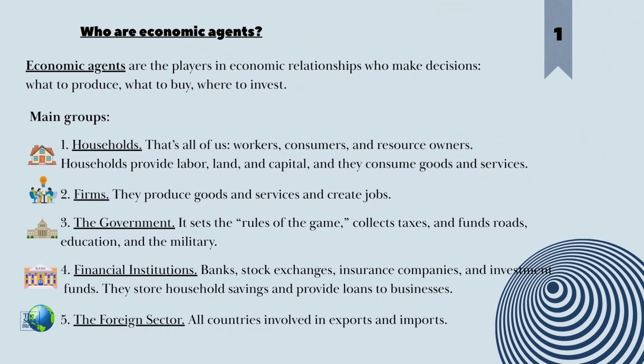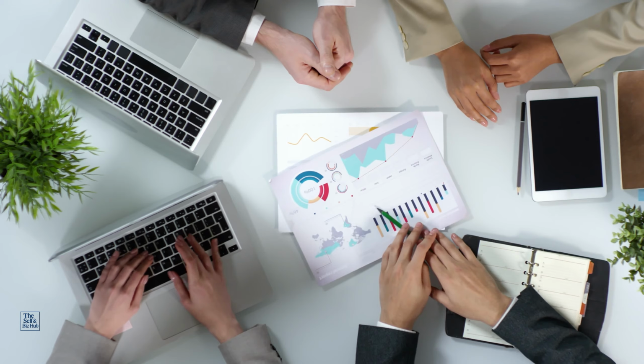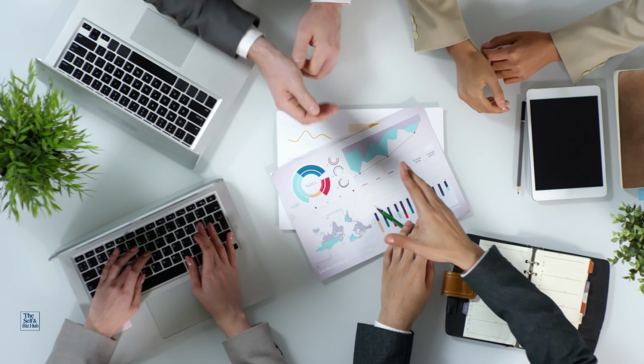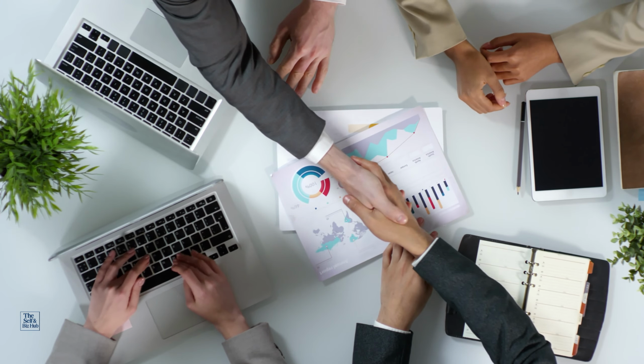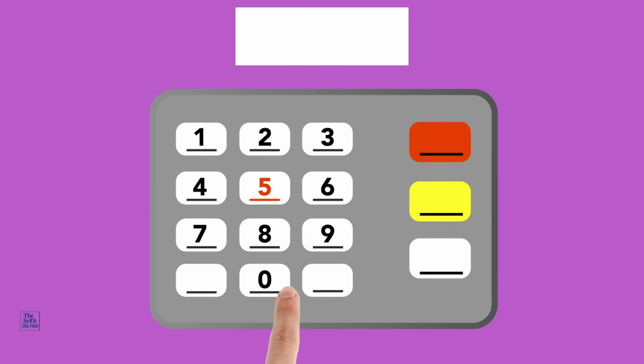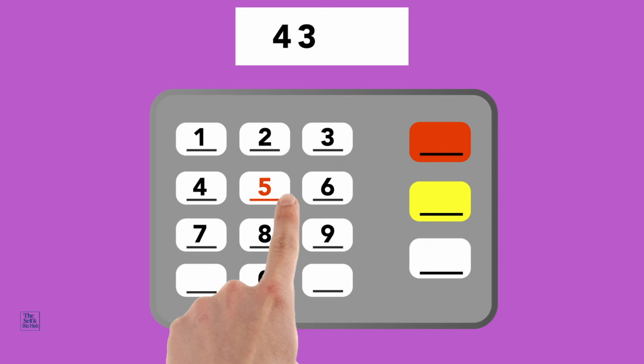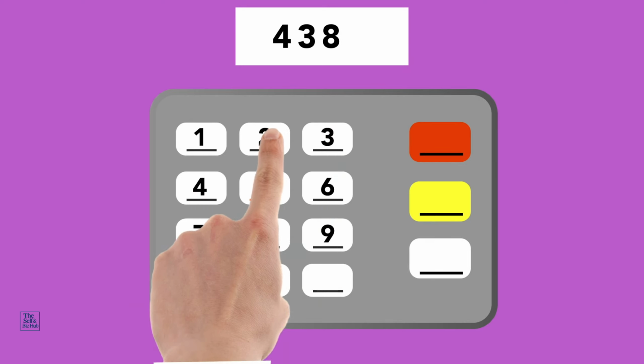5. The foreign sector. All countries involved in exports and imports. Example: Apple manufactures iPhones in China and sells them in the US and Europe. We've now met the main participants in the economy: households, firms, the government, banks, and the foreign sector. They are constantly interacting, buying and selling goods, providing resources, earning incomes, paying taxes, and investing.